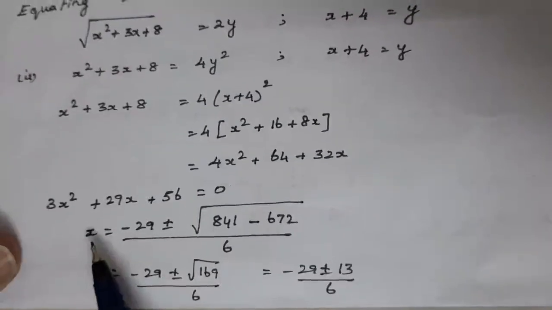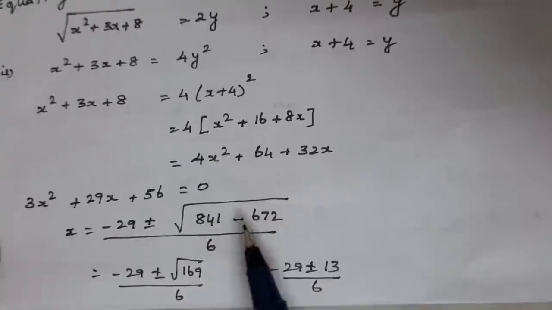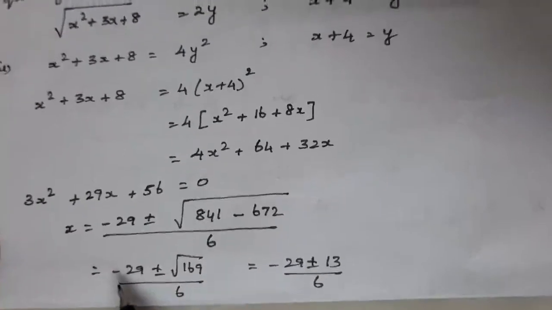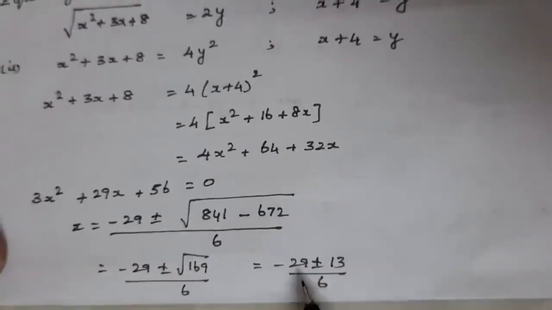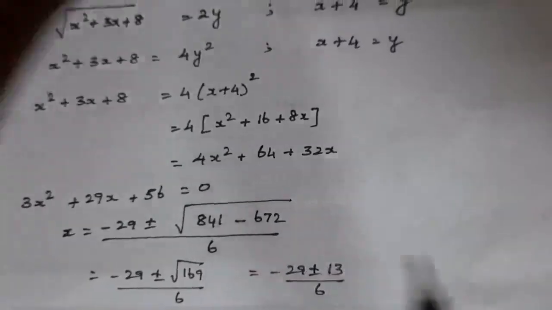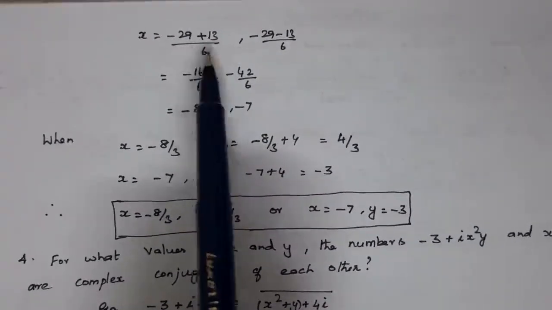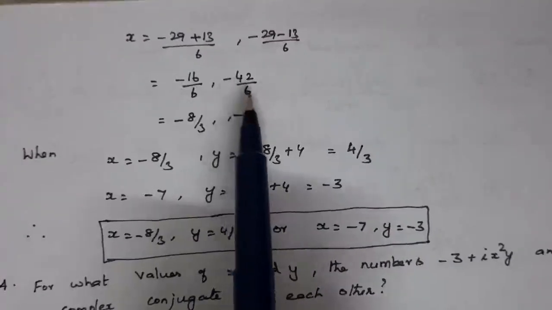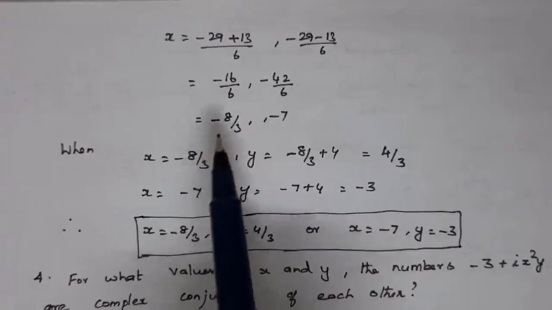So solve this quadratic equation using the formula minus b plus or minus root of b squared minus 4ac, divided by 2a. On solving this, you will have (minus 29 plus or minus root of 169) by 6, that is (minus 29 plus or minus 13) by 6. So x is equal to (minus 29 plus 13) by 6 or (minus 29 minus 13) by 6. That is minus 16 by 6, minus 42 by 6, that is minus 8 by 3, minus 7. So you get two values for x.